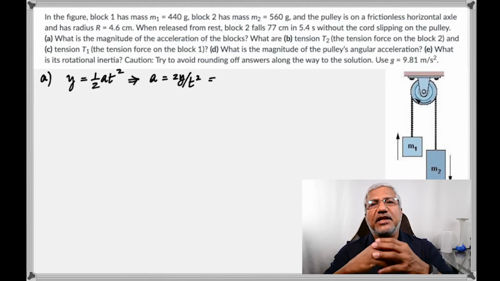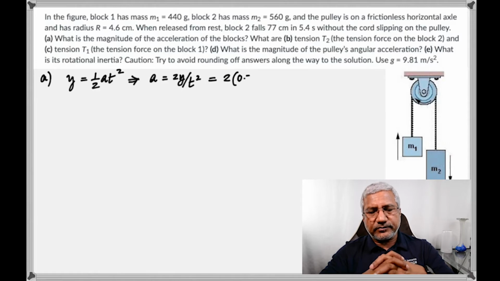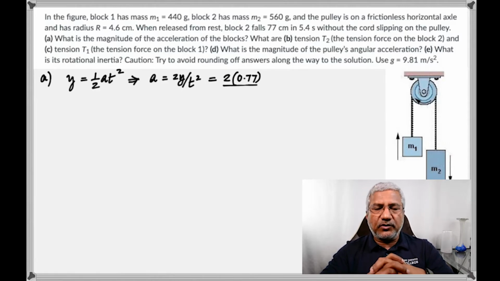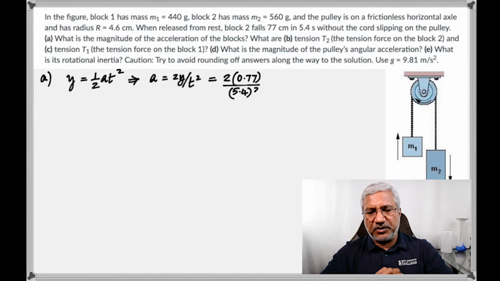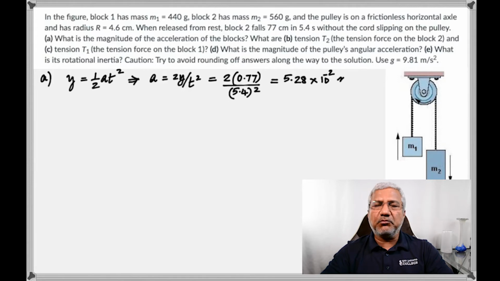You rearrange that equation and you would get the linear acceleration as 2 times y, of course y is in meters, that's why it's 0.77, divided by the time that has been given squared. And when you calculate that, you get the linear acceleration as 5.28 times 10 to the negative 2 meters per second squared.